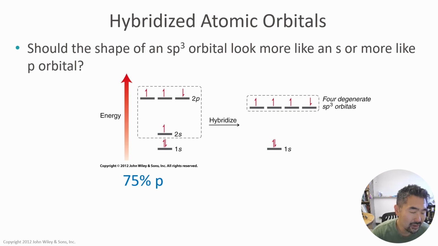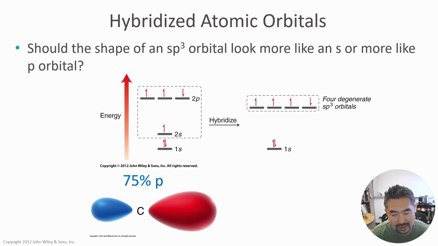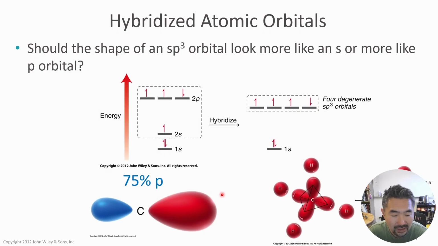And what would that look like? It's 75% p and 25% s, so it should look like this, because hopefully it makes sense, because s has that spherical shape, so one side would have destructive interference, because s only has one phase, and p has 2 phases, so the other side would necessarily have constructive interference with the s and gets bigger. The other side gets smaller because of destructive interference. And so now you could have 4 equal sp3 orbitals. And remember that each one has this type of shape.